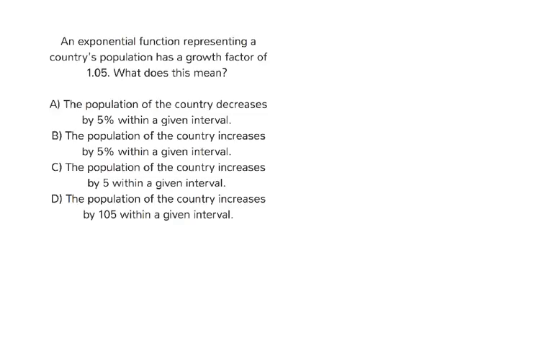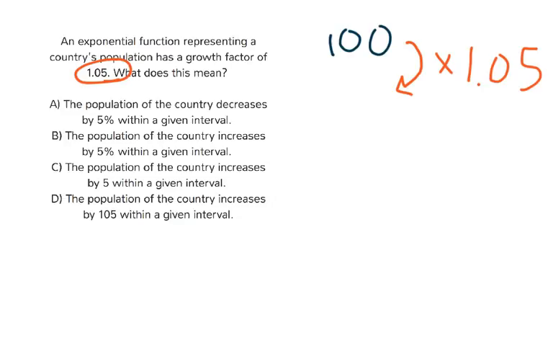An exponential function representing a country's population has a growth factor of 1.05. What does this mean? If our growth factor is 1.05, that's what we're multiplying the current population by to get the population in the next interval. For example, let's say we had 100 people, and in the next interval, maybe a year later, it increases by a growth factor of 1.05. So we multiply by 1.05, and we get that the population the next year is 105.